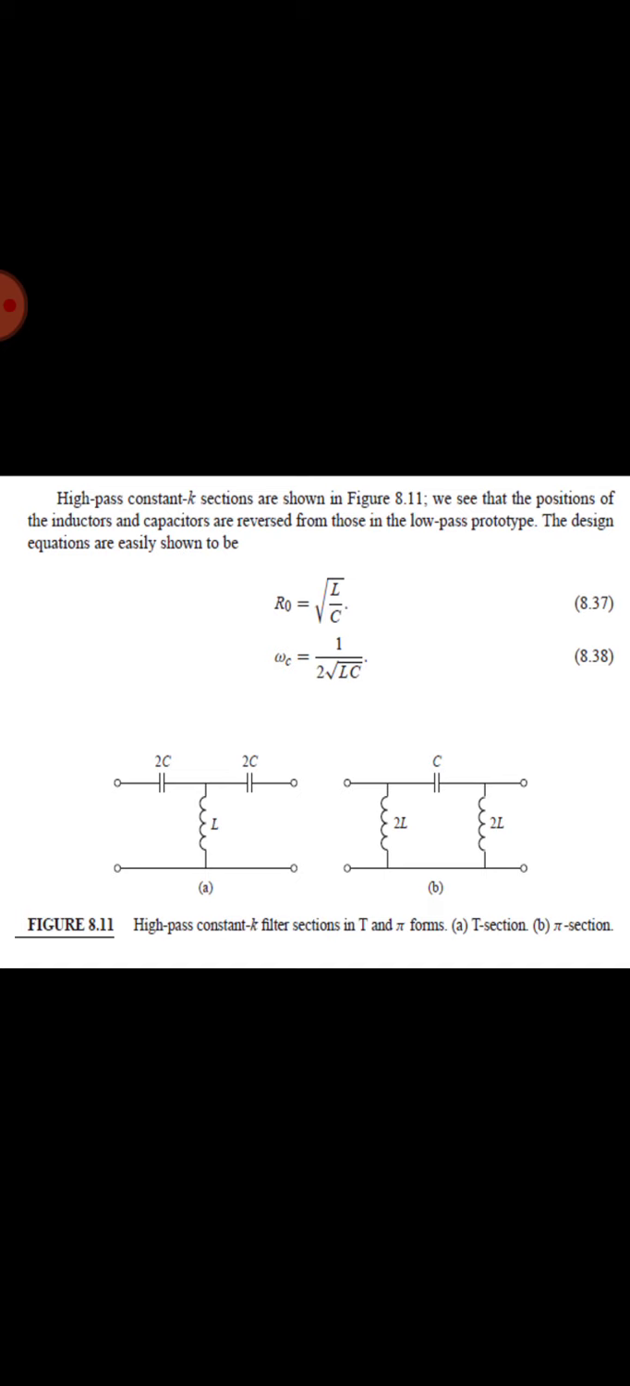And the high pass constant K section, which is shown in this figure, we see that the positions of the inductors and capacitors are reversed from those in the low pass prototype, and the design equations can be easily shown to be R0 is equal to square root of L by C and omega c is equal to 1 by (2 into root of LC).